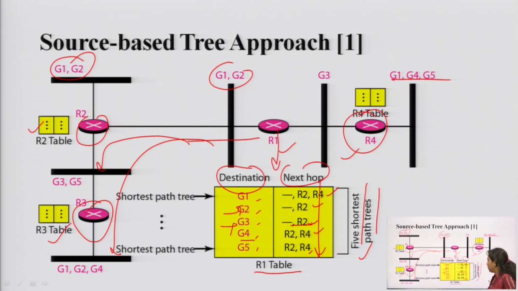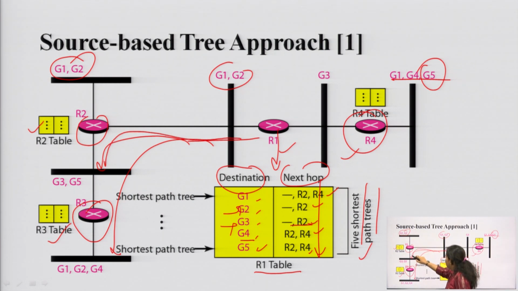Now, the next one is G5. If the packet has to be delivered to G5, only one G5 is available. So, it has to again follow the R2 and R4 path. Any of the paths it can follow to reach a particular point, through this point G5 is there. So, any of the next hops we can consider in the source based tree.